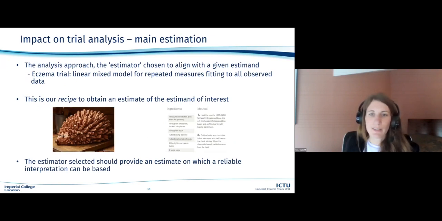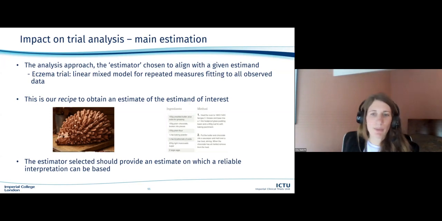Now next, the analysis approach, or as the addendum refers to it, the estimator, can be chosen to align with the estimand. This will then mean that the trial will result in an estimate of the desired estimand. So this is our recipe, selecting that which will take us from what we want to know to the numerical result. The estimator selected should be able to provide an estimate on which reliable interpretation can be based. So for the eczema trial, we know we're going to use a linear mixed model for repeated measures, and we'll fit this to all observed data, including the data of those rescued or otherwise.